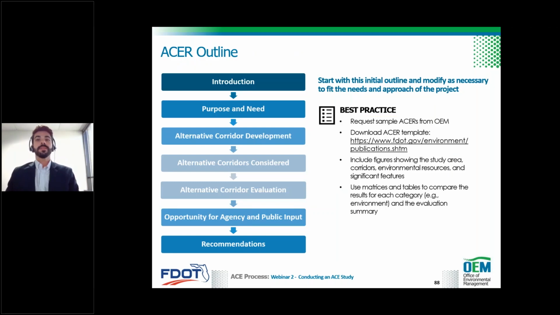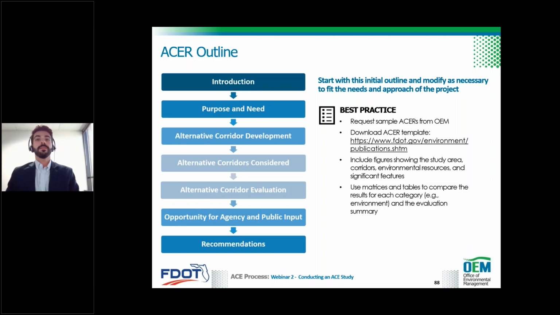Most ACE studies use this similar organization shown on the screen, starting with an introduction, purpose and need, how corridors were developed from the initial analysis, and what corridors were considered for the ACE study. And then there's the actual evaluation, what meetings were conducted with the public and agencies, and the feedback received. And then what were the results of the ACE study?